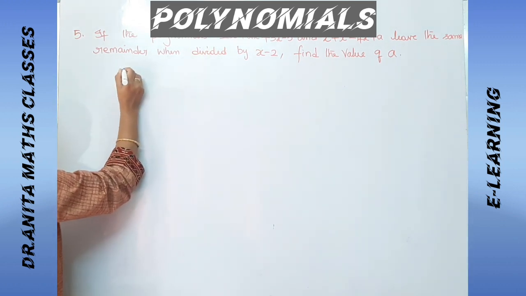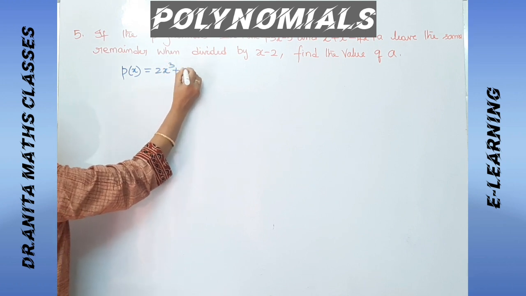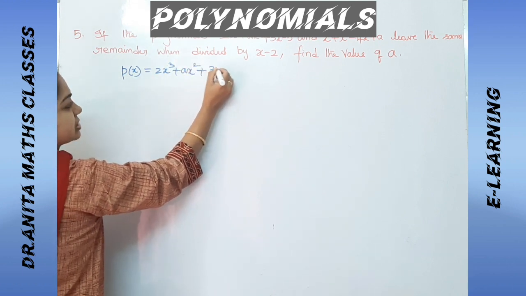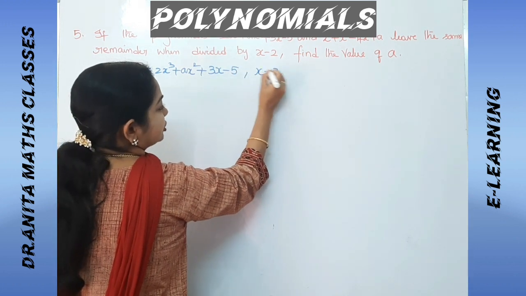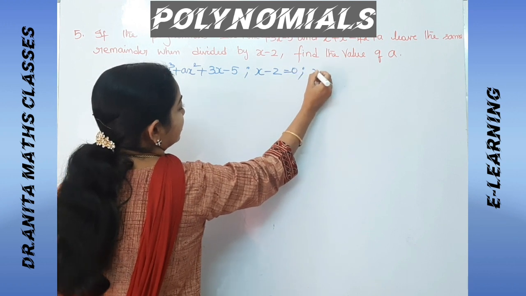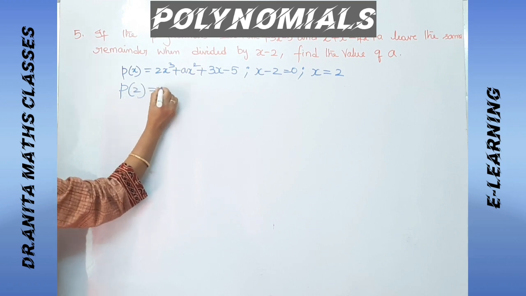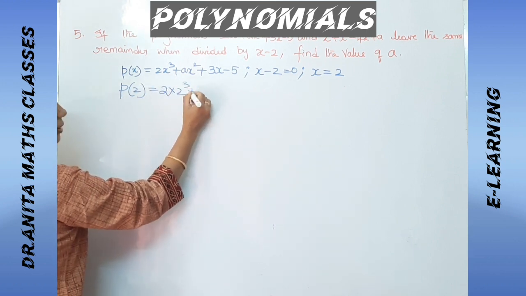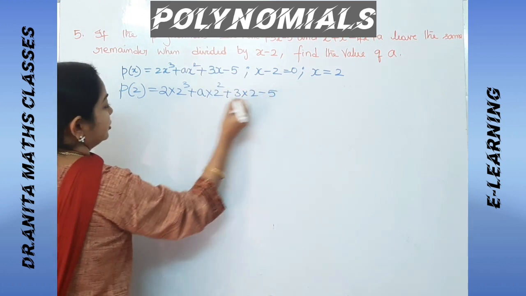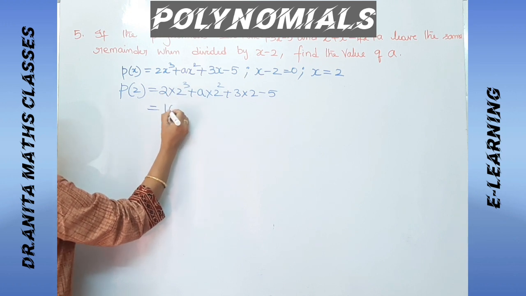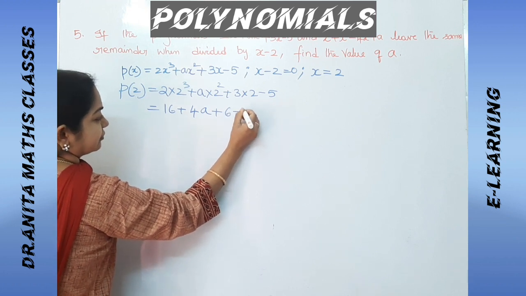Now let us take the first polynomial, p of x, 2x cube plus ax square plus 3x minus 5. Here x minus 2, so x equals 2. So I will substitute p of 2 into the first polynomial: 2 into 2 cube plus a into 2 square plus 3 into 2 minus 5. So 2 cube is 8, 8 twos are 16, here 4a plus 6 minus 5.